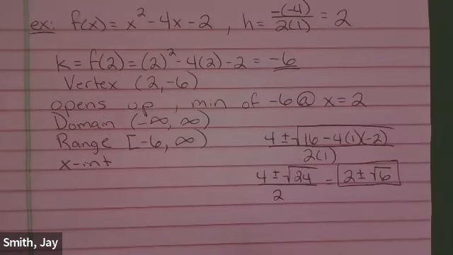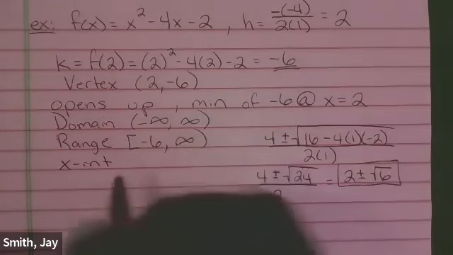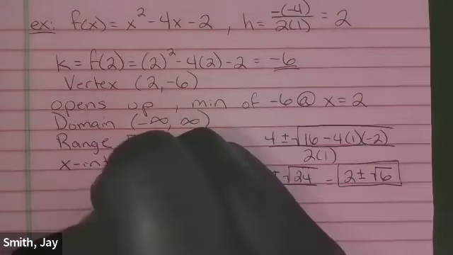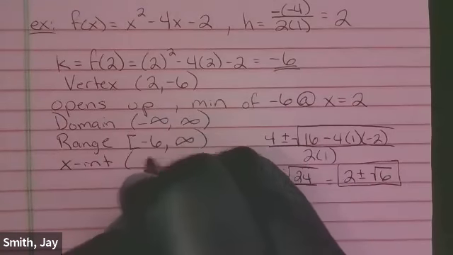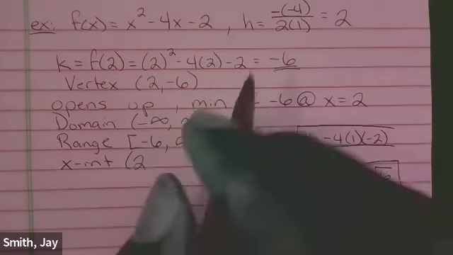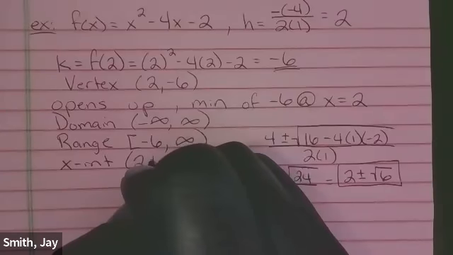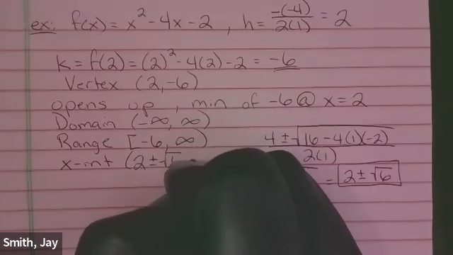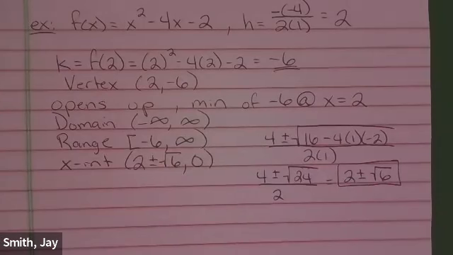All right, but we do have 2 x-intercepts. 2 plus the square root of 6 and 2 minus the square root of 6. So as an ordered pair, we can do 2 plus and minus the square root of 6, comma 0 for our x-intercepts.